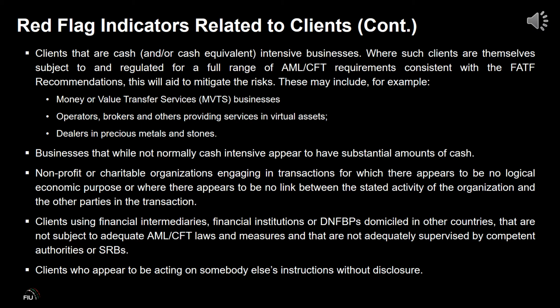Non-profit or charitable organizations engaging in transactions for which there appears to be no logical economic purpose, or where there appears to be no link between the stated activity of the organization and other parties in the transaction. Clients using financial intermediaries, financial institutions, or DNFBPs domiciled in other countries that are not subject to adequate AML-CFT laws and measures and that are not adequately supervised by competent authorities or SRBs. Clients who appear to be acting on somebody else's instructions without disclosure.